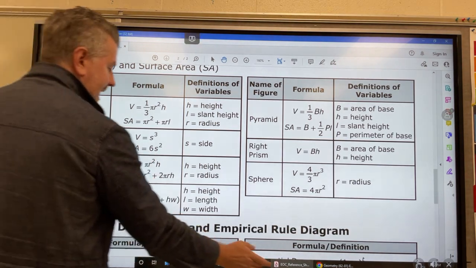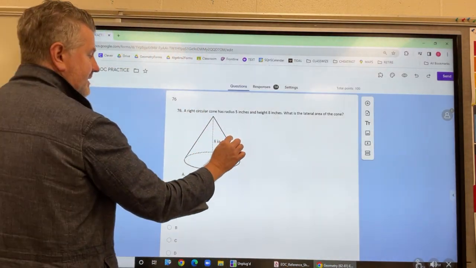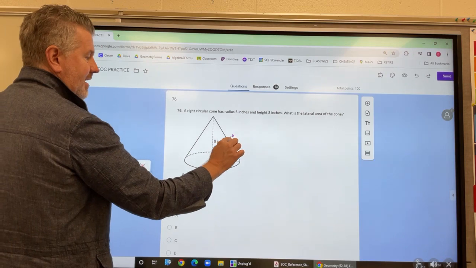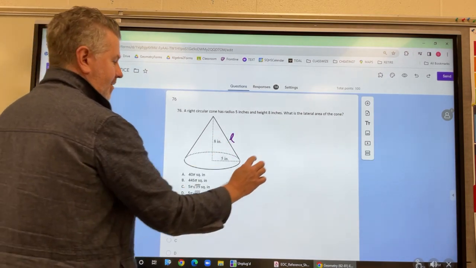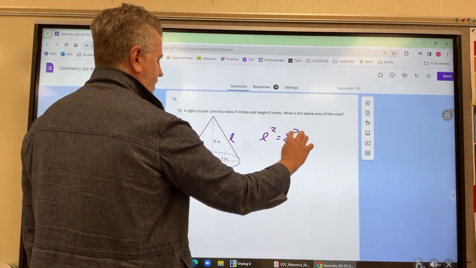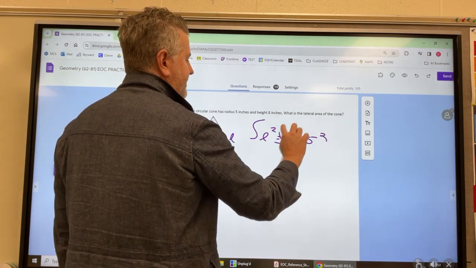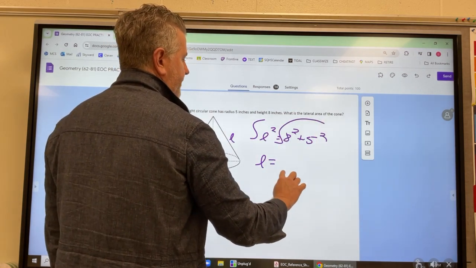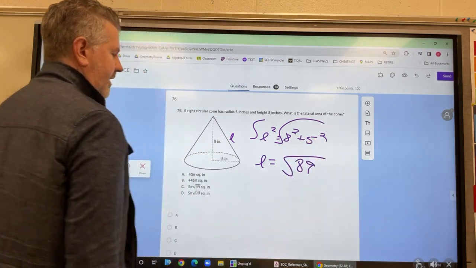We haven't talked about slant height a lot, or it's been a few months. Slant height is this L right here. So we need to solve for that slant height right there. And we do that with the Pythagorean theorem. So L squared equals 8 squared plus 5 squared. So L squared, take the square root of both sides. And then L would equal the square root of 89, 64 plus 25.